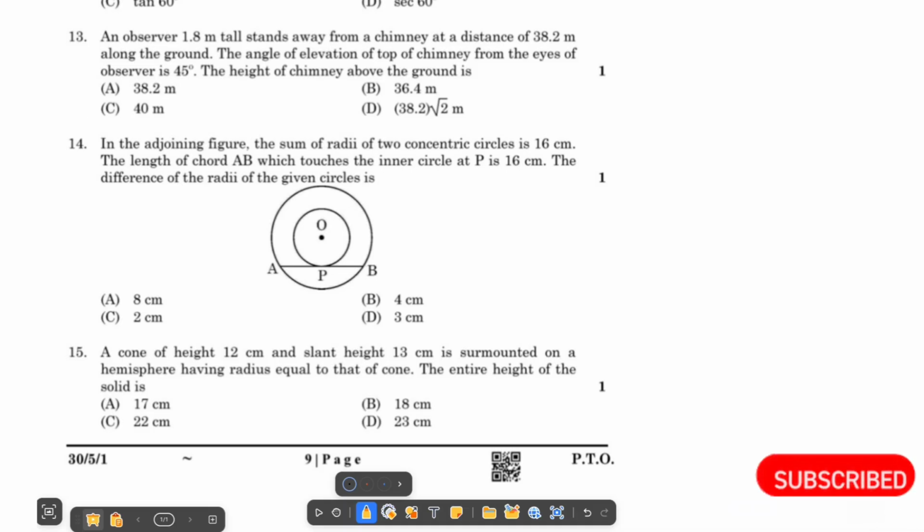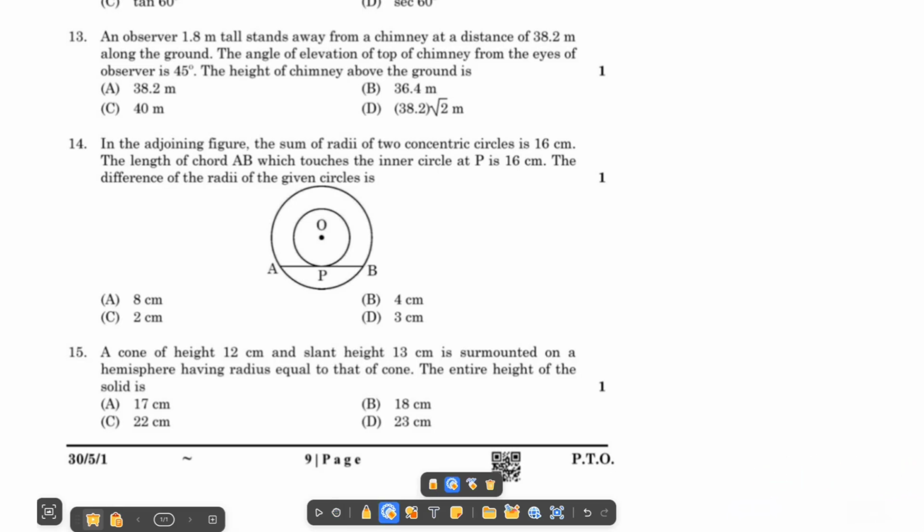Next, see the 14th question. What is the 14th question here? The 14th question is: in the adjoining figure, the sum of the radii of two concentric circles is 16 centimeters. If you add the radii of two concentric circles, it is equal to 16 centimeters. Two concentric circles means circles with the same center O. So this is a circle with center O and this is also a circle with center O. That is why they are called concentric circles.